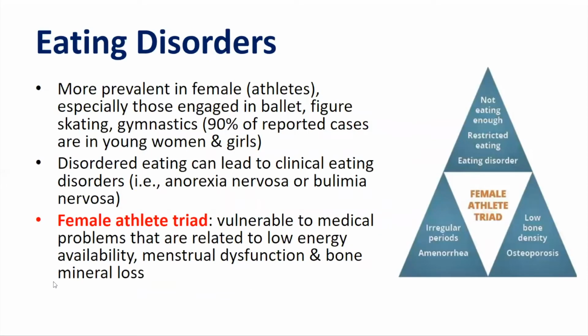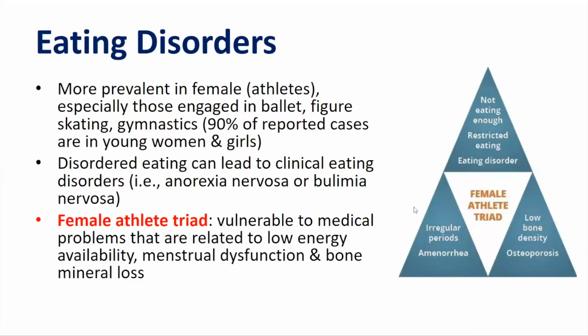This is the female athlete triad, and it's comprised of 3 separate dysfunctions, which when they combine together, we call the female athlete triad. They're comprised of irregular periods or amenorrhea, low bone density or osteoporosis, and then some sort of eating disorder, whether it be bulimia or anorexia.